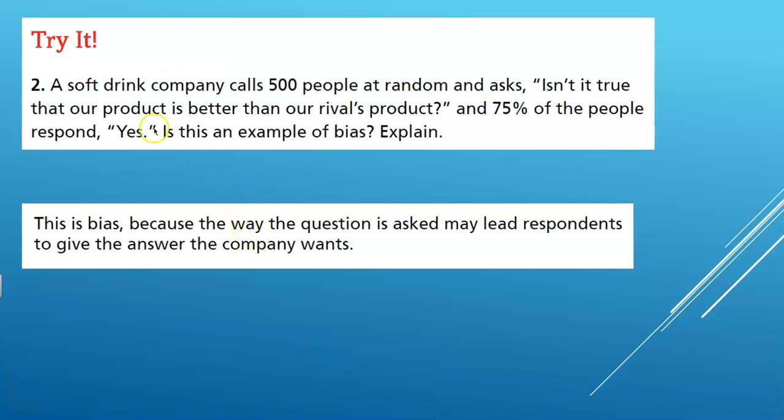Look at this one. A soft drink company calls 500 people at random and asks, "Isn't it true that our product is much better than our rival's product?" And 75% of the people said yes. Is this an example of bias? Explain. Well, probably don't have to think too hard on this one, right? Of course, this is bias, just because of the way the question is asked. This would lead many respondents to give the answer the company wants. Most people would, isn't it true? Most people would probably say, sure.